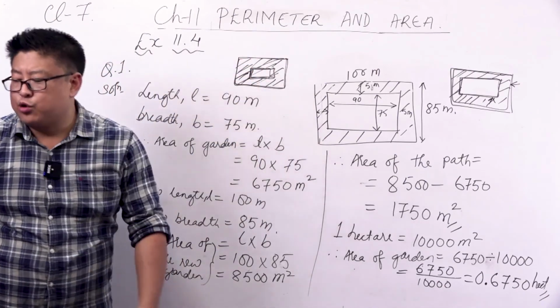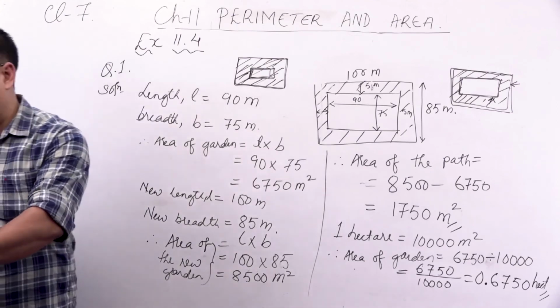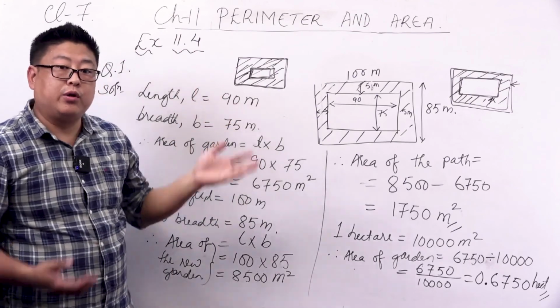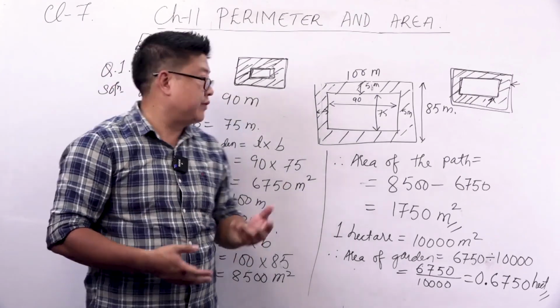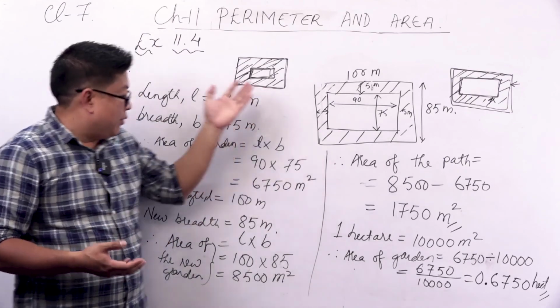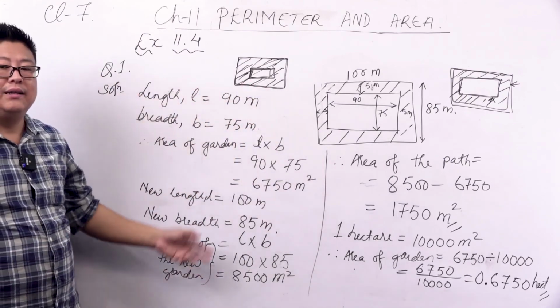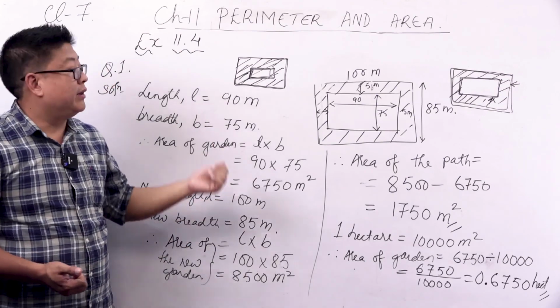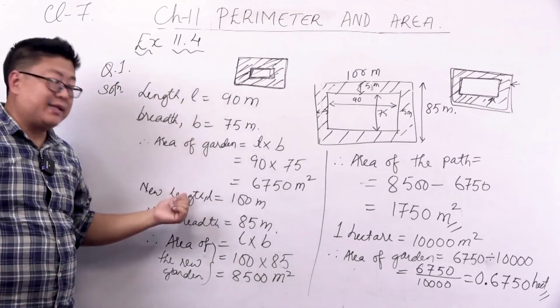So with this, we come to the end of this chapter. Sorry we could not finish all the questions because of time constraint, but I hope you will practice at home. If you are able to solve this, the other questions are going to be very easy because they are all the same. They will use the same method.